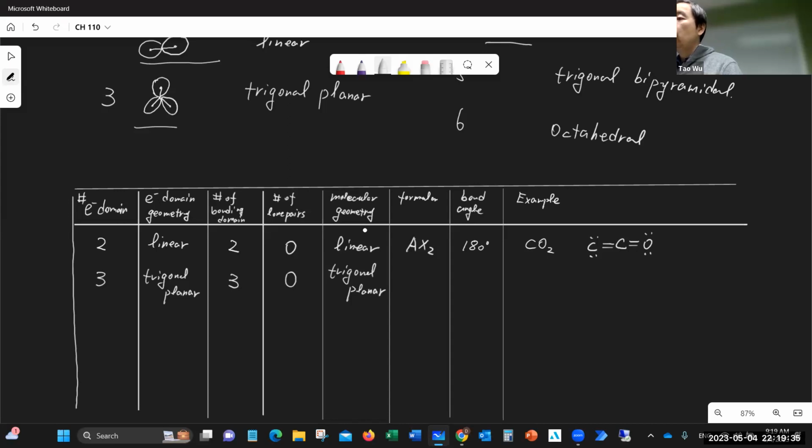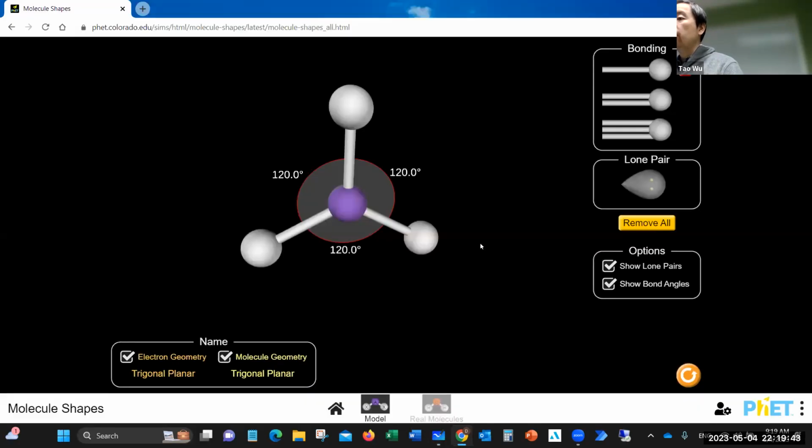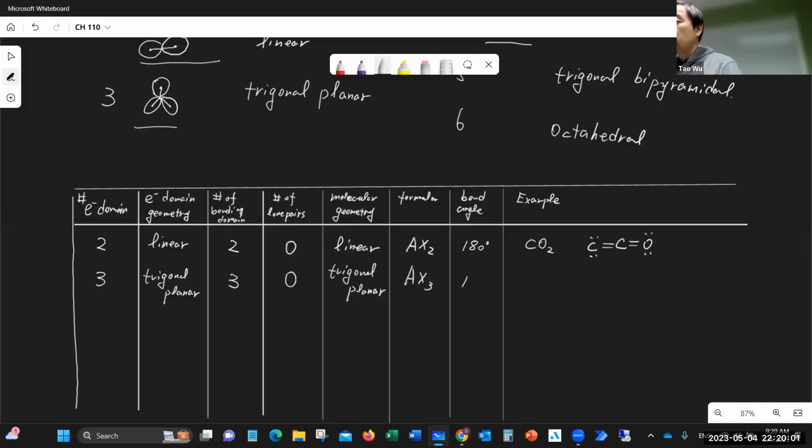And if you talk about the formula, it's going to be just AX3: one central atom, three side atoms. The bond angle, which is straightforward, is 120. You have 360 for the whole circle divided by 3, so each of these is 120, because those are equally shared. So the bond angle here is just 120.